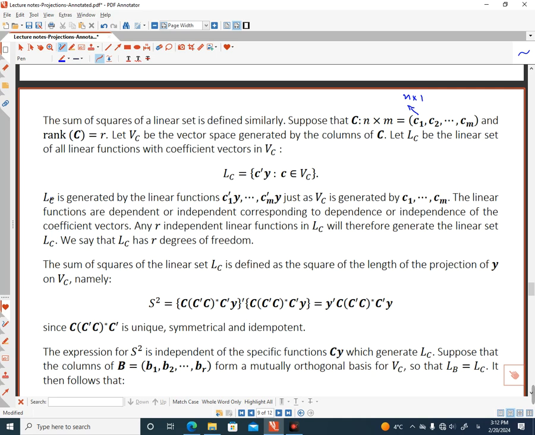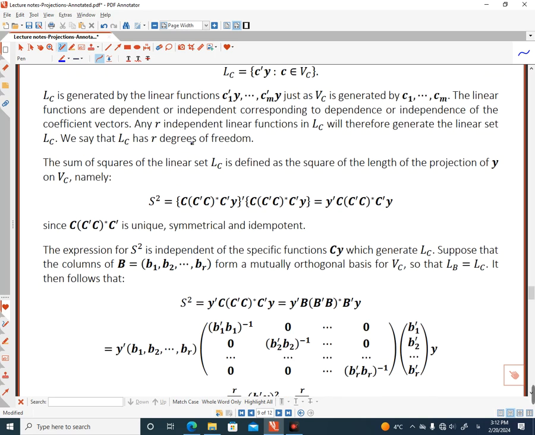Actually, we call LC the linear set which is constructed by C, generated by linear functions. The linear functions are dependent or independent corresponding to dependency or independency of the coefficients. Any R independent linear function in LC will therefore generate a linear set LC. We say that LC has R degrees of freedom. So if this is the case and you have R independent linear functions in order to construct a set, then we say it is the degrees of freedom of the set.